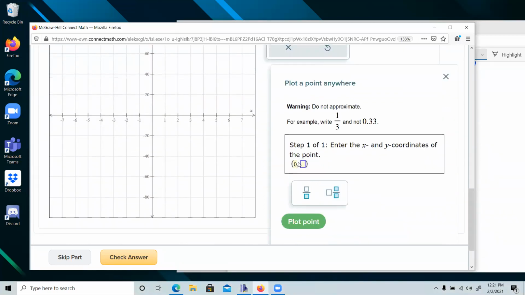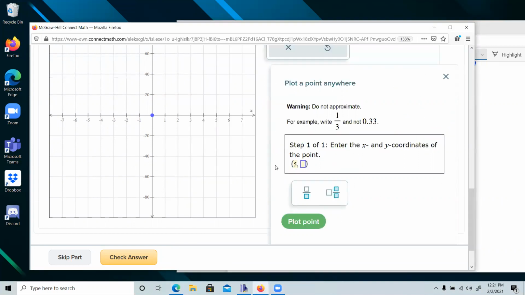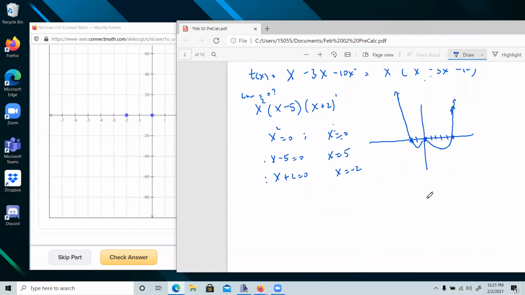0, 0, plot point. Was it -5 or +5 here? 5. Okay, so we have 5, 0, and -2, 0. All right, and we have 3 points here. We need 2 more points. Any 2 points will be just fine. Pick your favorite numbers somewhere on the real line. I suggest 1. I kind of like -1 as well.